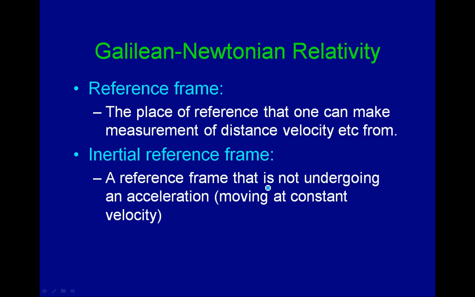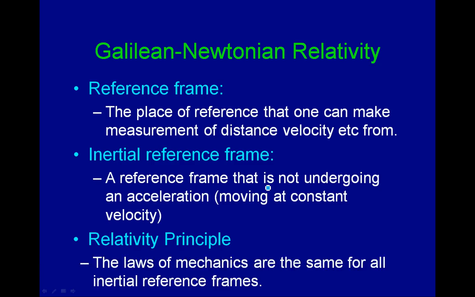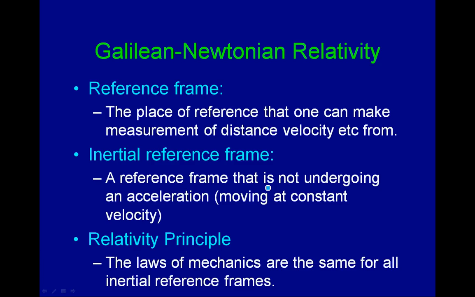We have a very special one called an inertial reference frame. This is just a really fancy way of saying that the reference frame that you're measuring from cannot be accelerating. It can move at a constant speed, but it cannot be accelerating. That's all that means. The relativity principle in Galileo's version is that the laws of mechanics are the same for all inertial reference frames.